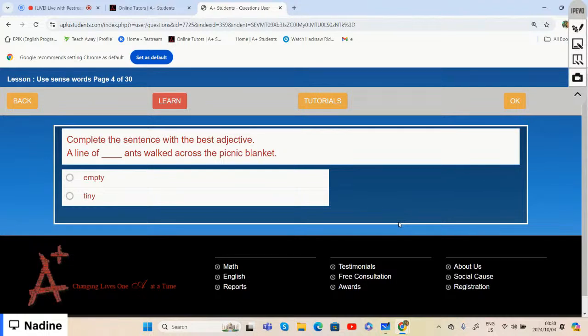All right. It says, do we say a line of empty ants walked across the picnic blanket? Or do we say a line of tiny ants walked across the picnic blanket? Which one is correct? The line of empty ants walked across the picnic blanket? Or do we say a line of tiny ants walked across the picnic blanket?